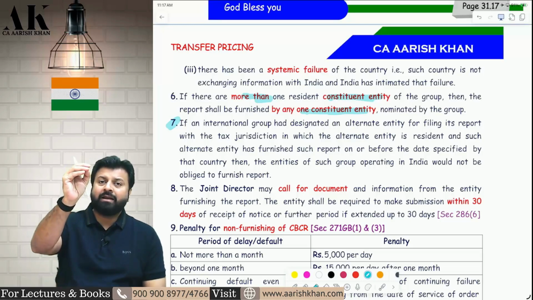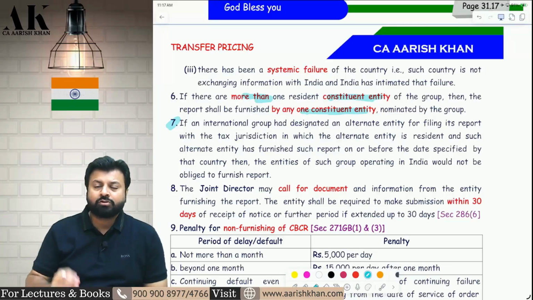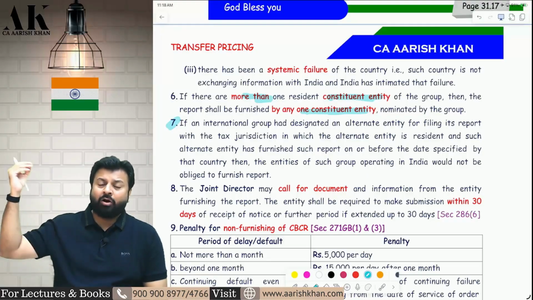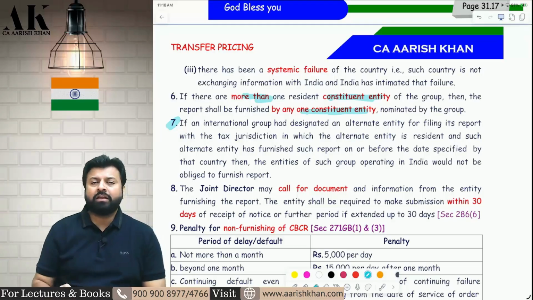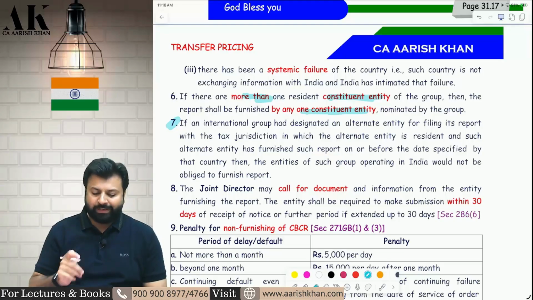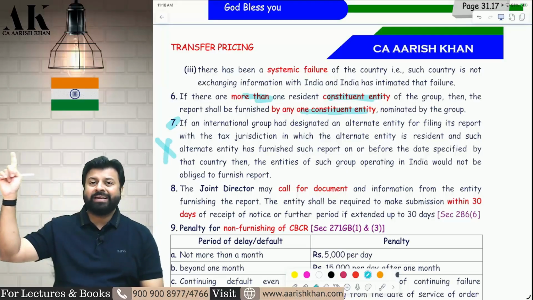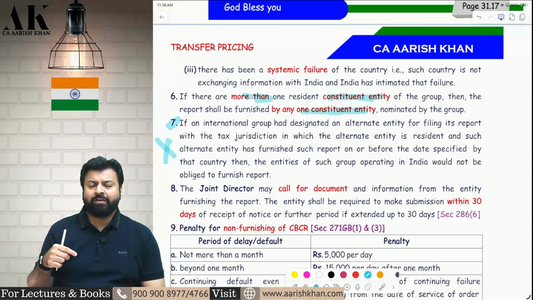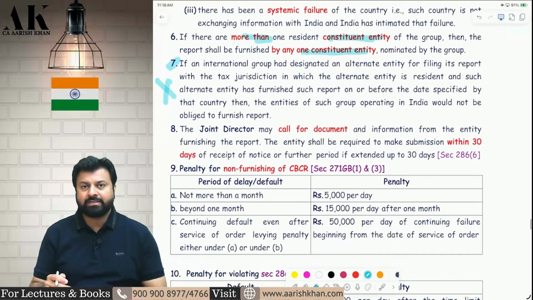Now, suppose Sony Japan has designated Sony Germany as alternate reporting entity, and India has an automatic exchange of information agreement with Germany, and from Germany we are getting all the information of Sony. So Sony India will not be responsible to file the CBCR. So if the alternate reporting entity is in a third nation, and with that third nation we have an automatic exchange of information agreement from where we are getting the information very easily, in that case, Sony India will not be liable for filing CBCR.